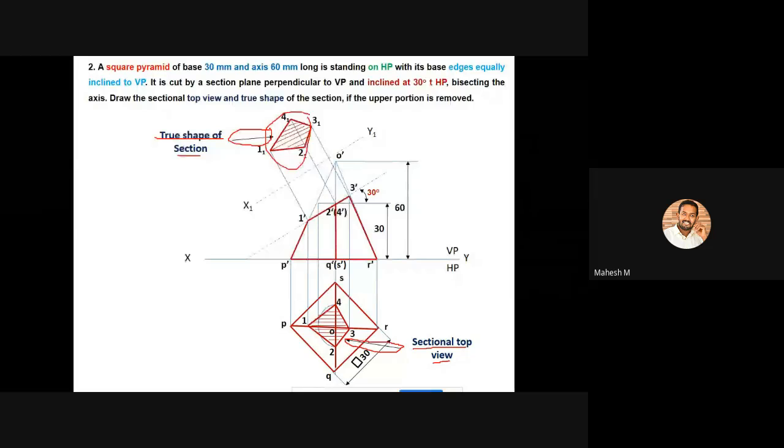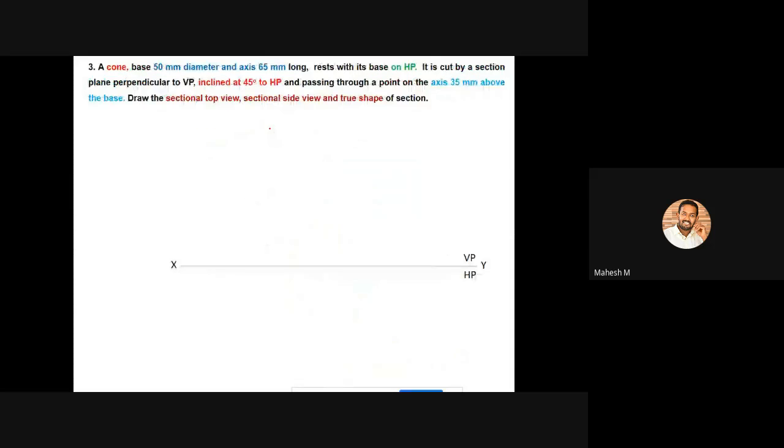Okay. So our next problem is that a cone base 50 mm diameter and axis 65 mm long. Rest with its base on HP. So the base is on HP, so you have to create the top view with a circle. Then it is cut by a section plane perpendicular to VP. So it is perpendicular to VP, then the section plane is available only on the front view.